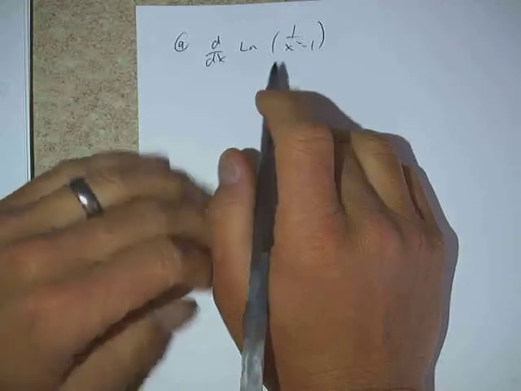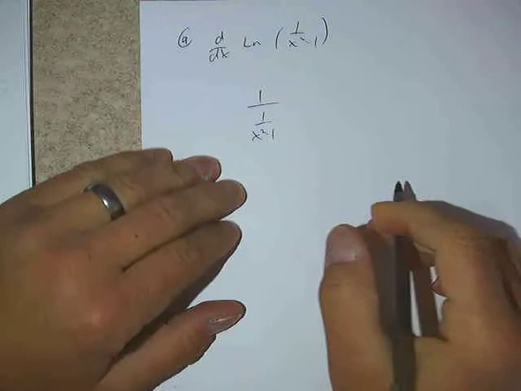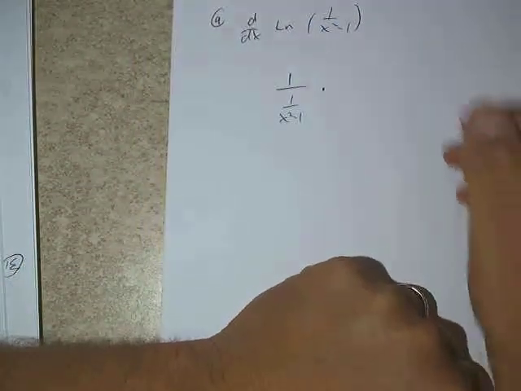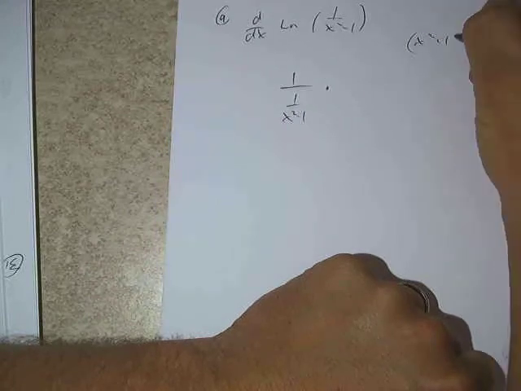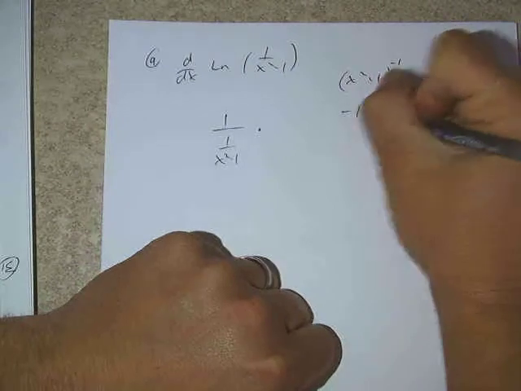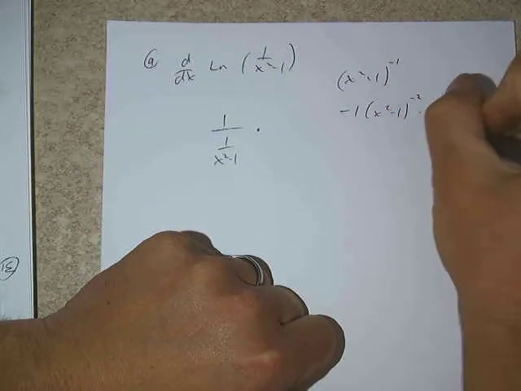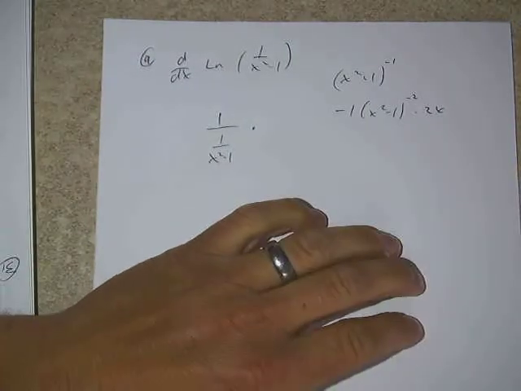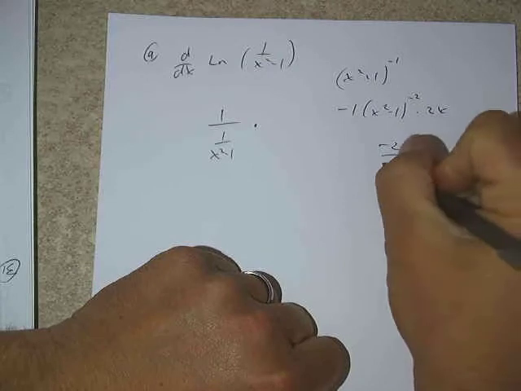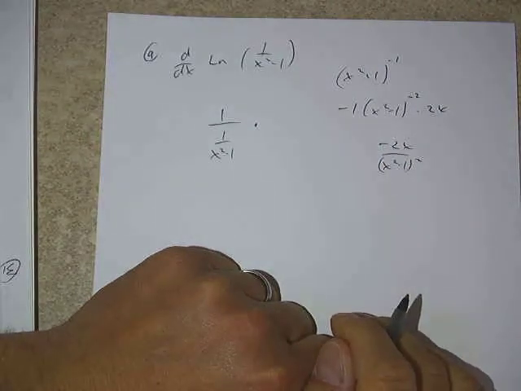Number 9, we have the derivative of ln of 1 over x squared minus 1. So we've just got to find the derivative. What do we know about natural log in general? The derivative of natural log of u is 1 over u times the derivative of u. So 1 over x squared minus 1 would be our natural log part. And then we have to multiply that by the derivative of the argument here. I'd probably write the argument as x squared minus 1 to the negative 1. That way I can use the chain rule.